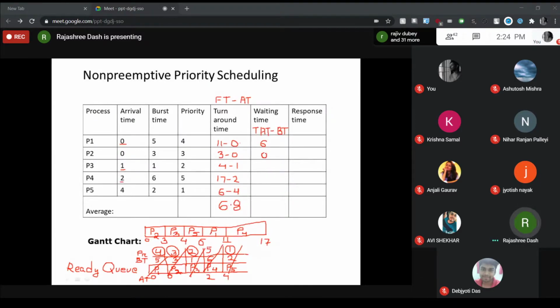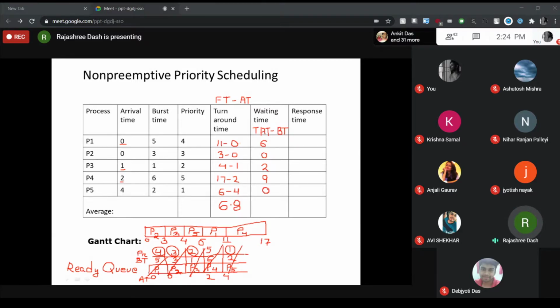For P3, 3 minus 1, that is 2. For P4, 15 minus 6, that is 9. For P5, 2 minus 2, that is 0.